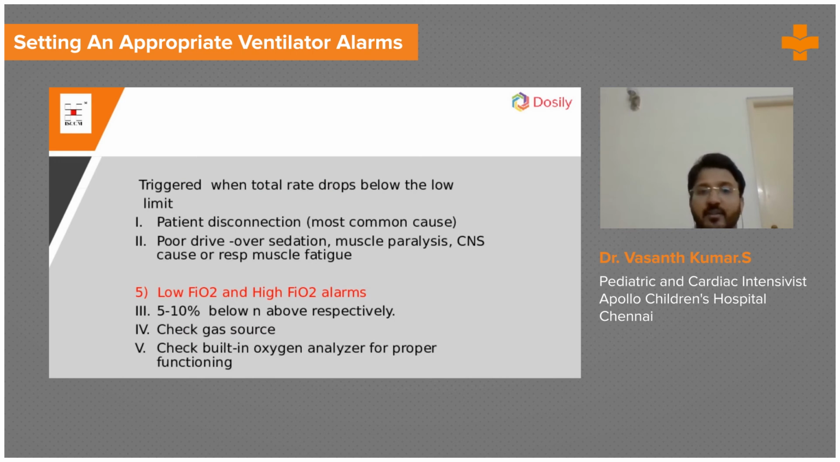Or suppose you have disconnected the patient, which is very common again. You've disconnected the patient, and it shows a low respiratory rate alarm, because no breaths are going to the patient at all. So this is a life-threatening situation. That's why it is a red alarm. Other alarms are the oxygen-based alarms, like the low FiO2 or high FiO2 alarm. For these you will have to check the gas source and adjust accordingly.